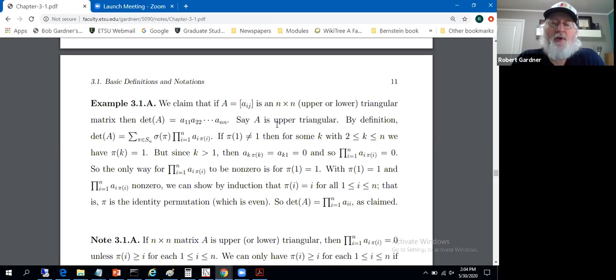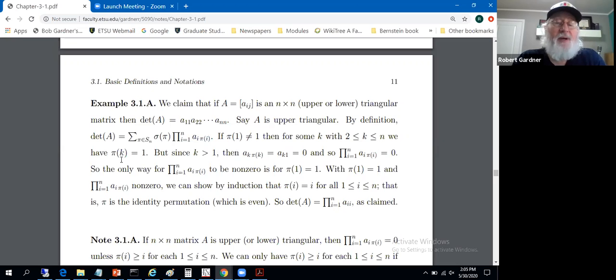Similarly for lower triangular, but we're going to give an argument for upper triangular. All right. The determinant of matrix A, according to our definition, is this thing here. Sum over the elements of the symmetric group, sigma, of one of those permutations, product of a sub 1 something, a sub 2 something, through a sub n something, something being determined by the permutation. Okay. First, if pi of 1 isn't 1, so this is pretty much an inductive argument, then for some k between 2 and n, greater than 1, we must have pi of k equals 1.